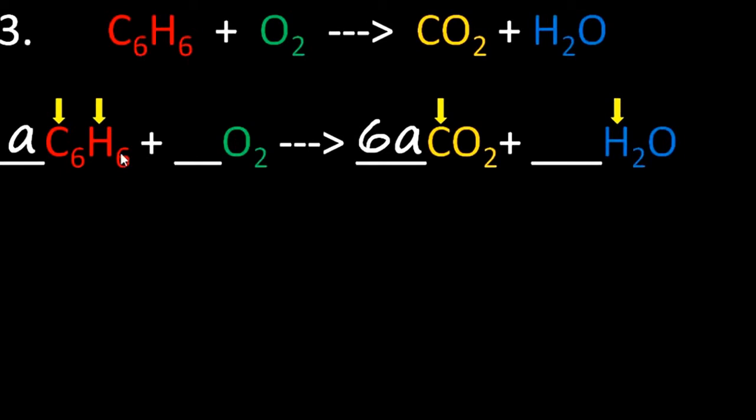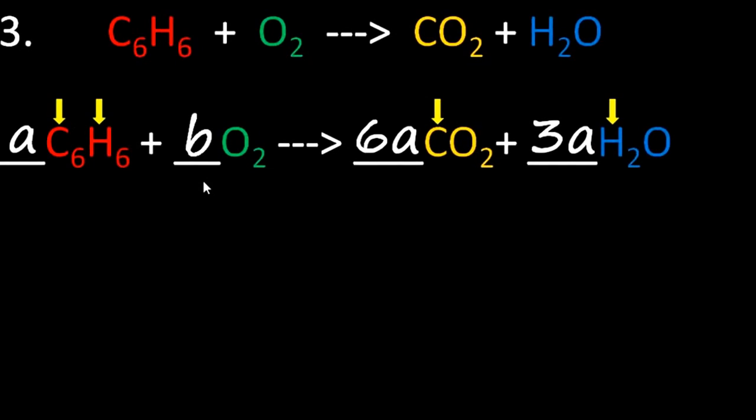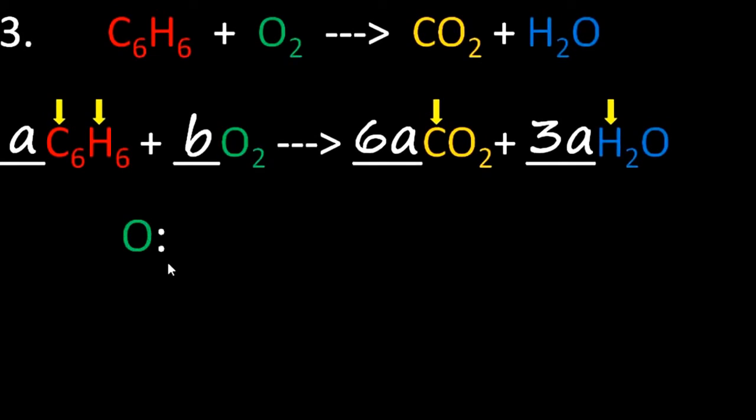We have 6A hydrogen atoms here. What shall we put at the right side to balance it? To get 6A, we must put 3A here so that 2 times 3A equals 6A. Step 2. We put a different letter, B, here in this remaining blank line. Step 3. We will balance the remaining element, oxygen.